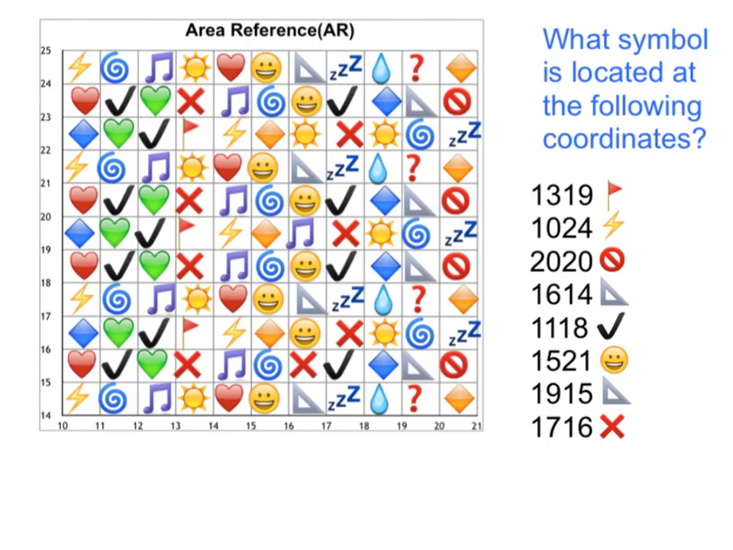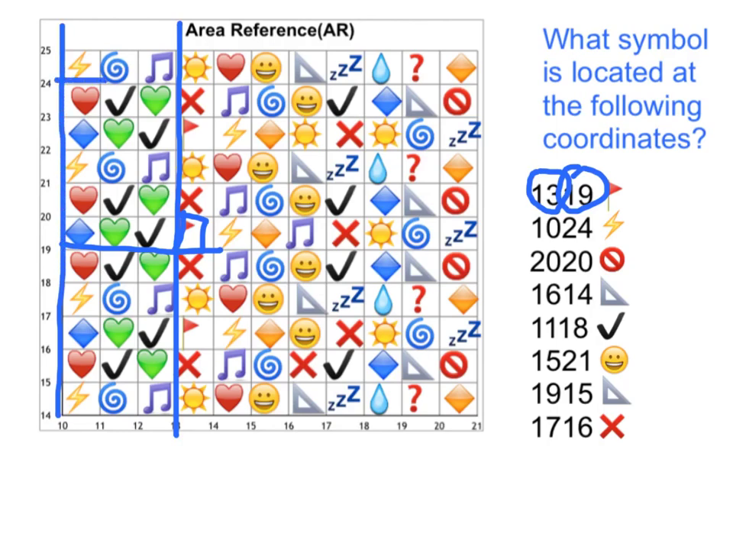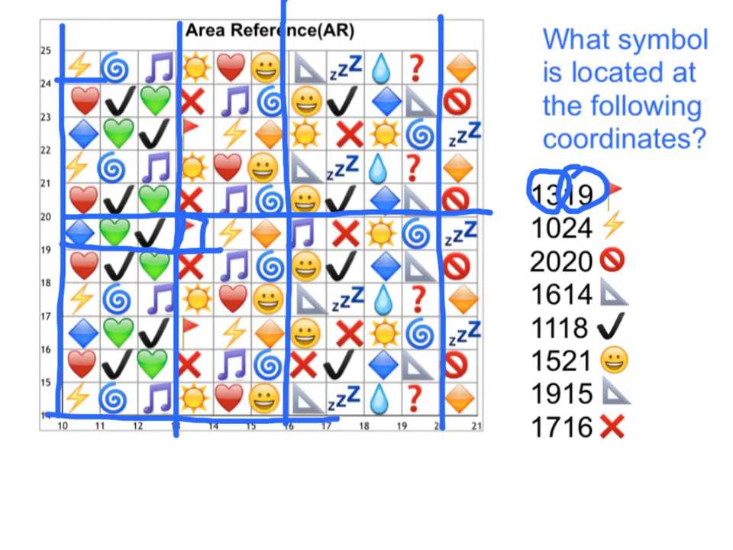Let's check our answers. The first one is 1319. So remembering to separate the two numbers, we go and draw a big number 1 at 13, and then we go across to 19, and you can see that's where our L is established. So we know it's the little red flag. 1024, we go 10, big number 1, 24, and we have a lightning bolt. 2020, big number 1, cross, and we have a stop sign. 1614, 16, big number 1, 14, across, and we have a set square or a triangle.